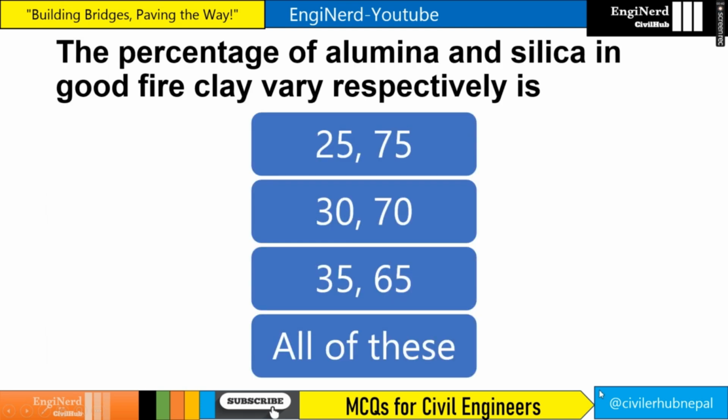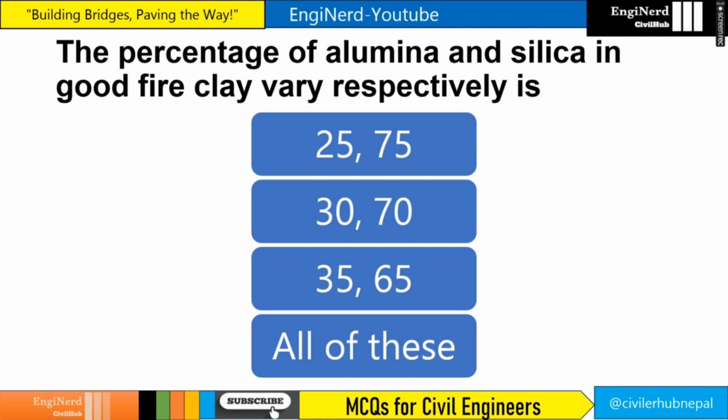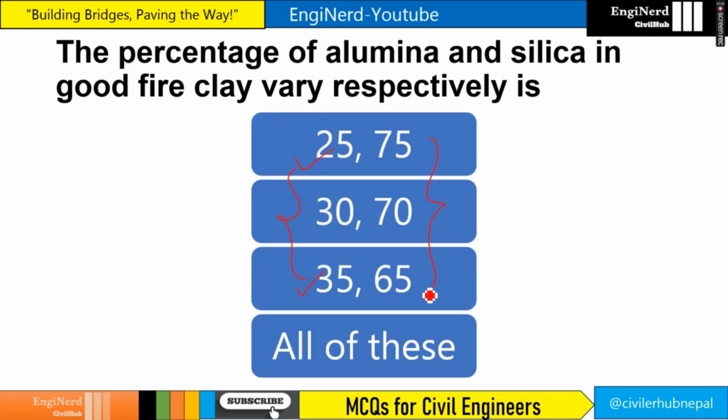The percentage of alumina and silica in good fire clay vary respectively 25-75, 30-70, 35-65, all of these. So if you see in the fire clays, the percentage of alumina varies from 25 to 35, right? So this is 25 and this is 35, so all these, right? And again if you see here, silica from 75 to 65, so 65 to 75, right?